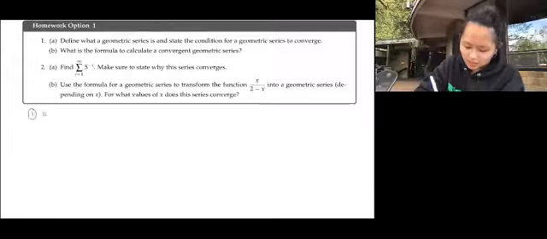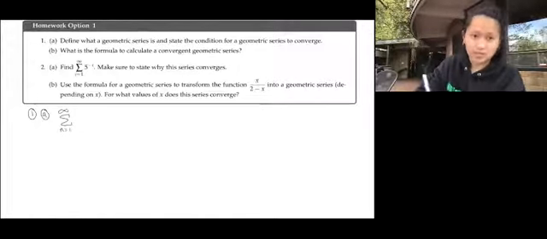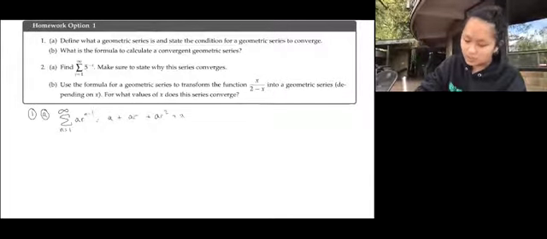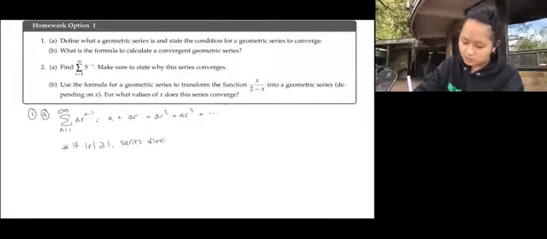The geometric series can be defined as the series starting at n equals 1 and going to infinity of ar to the n minus 1, which is equal to a plus ar squared plus ar cubed plus ... And if the absolute value of r is greater than or equal to 1, the series will diverge.